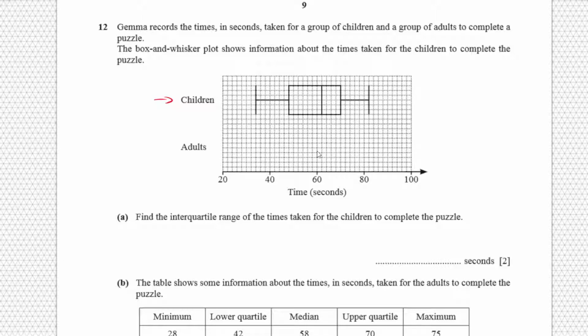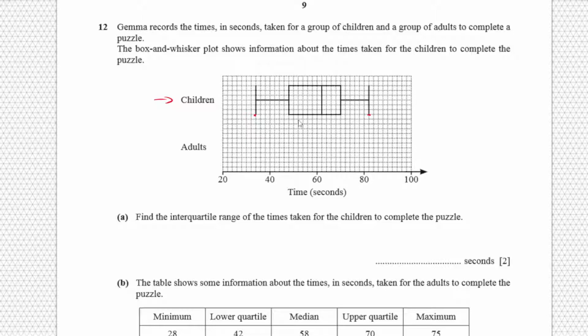Now let me remind you that these two lines here, the extreme lines, represent the range. The lower end and the upper end, so that is the least possible value and that's the highest possible value in the data, right? These two whiskers, I guess that's what they call them, whiskers.